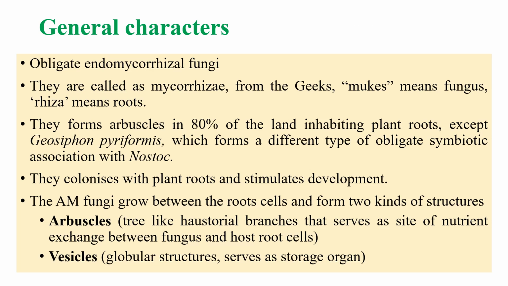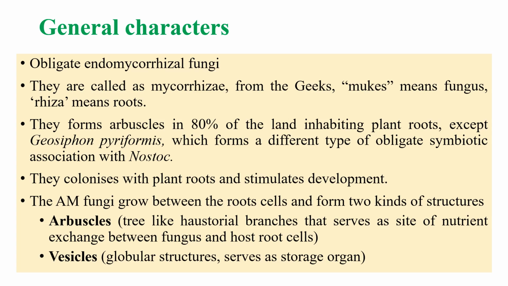Generally, the majority of this Glomeromycota group of fungi are AM fungi. We can also call it VAM fungi, vesicular and arbuscular mycorrhiza. Previously it was called vesicular and arbuscular mycorrhiza. Now they name it arbuscular mycorrhiza. What is VAM? Vesicles and arbuscules.